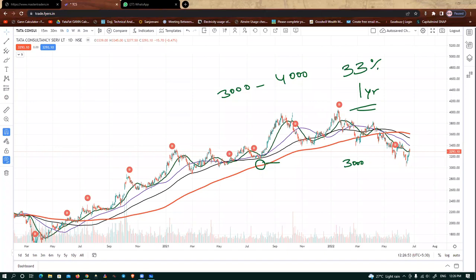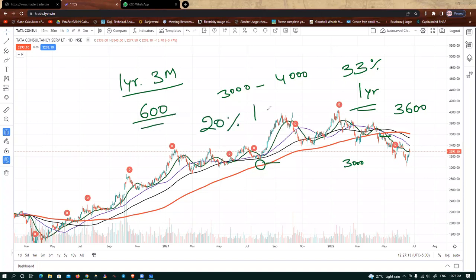Suppose once it broke here at 3600 in May, it means March to May is 1 year, 3 months. Still you are in a profit of 600 rupees, which is nothing but a 20% return in 1 year. Yes, sir. 20% return is safe. Nobody will give you a 20% return. Correct. Now they have given a target of 4,500 for this, but it will take some time because of market uncertainties.